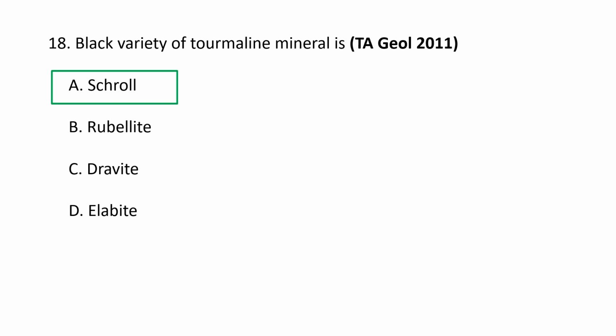Schorl is a black variety of tourmaline and it is the most common type of tourmaline, making up about 95% of all natural tourmaline. So A. Schorl is the correct option.